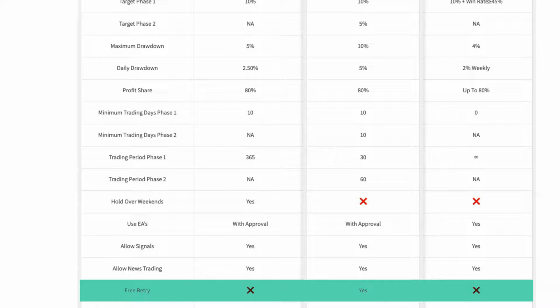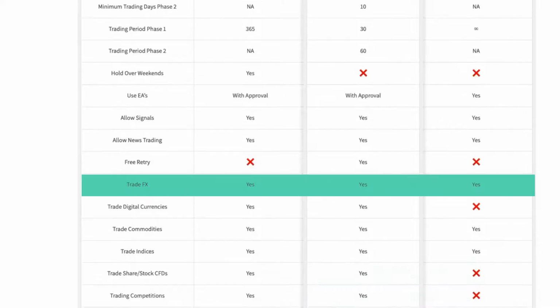And how this works is if the time has run out for you to pass the challenge, your account is in profit and you haven't violated any other rules, then we will give you a free retry automatically to pass the challenge again.